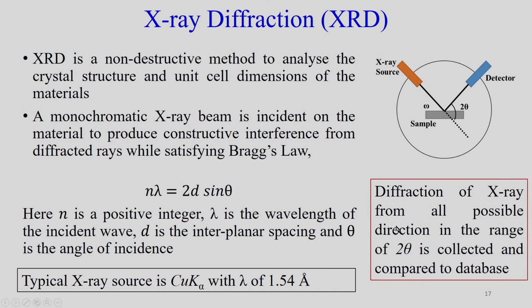So, diffraction of X-ray from all possible directions in the range of the 2 theta value is collected, and again this diffractogram, or you can say the spectra of the sample, is compared with a database to analyze what its particular phase is and what its crystal structure is. So, we analyze what the unit cell dimension is, what its crystal structure is and what its phase is also.